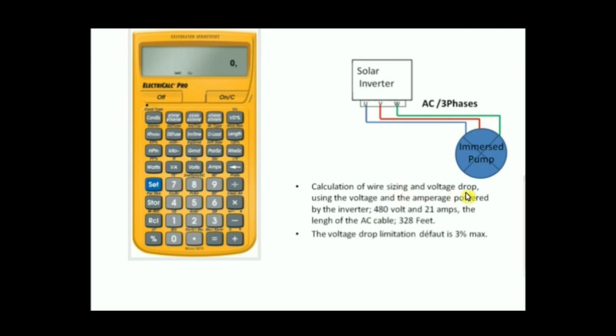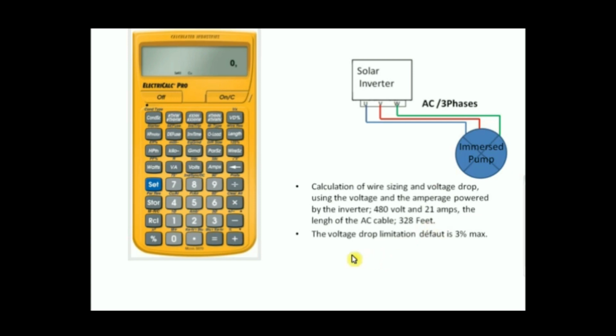In the calculation of the wire sizing and voltage drop, we're gonna use the voltage 480 volts and the amperage 21 amps and the length of the AC cable, which is 328 feet.